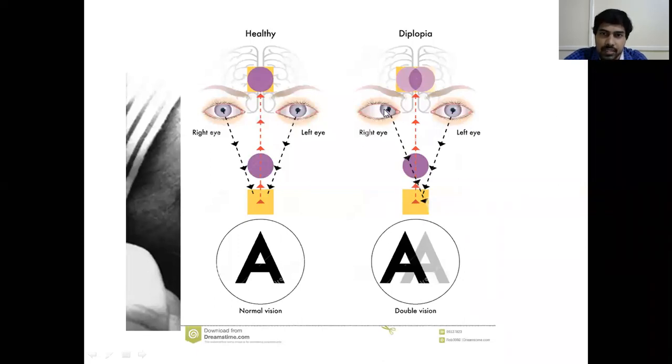But here what happens is, on an extrafoveal point, this image will be falling. This image of the A will not fall on the fovea of this eye. It will be falling on some other abnormal point. That is, I told you, abnormal retinal correspondence.